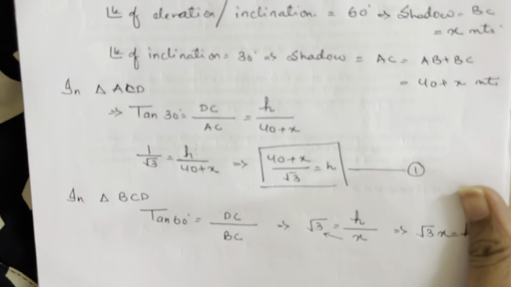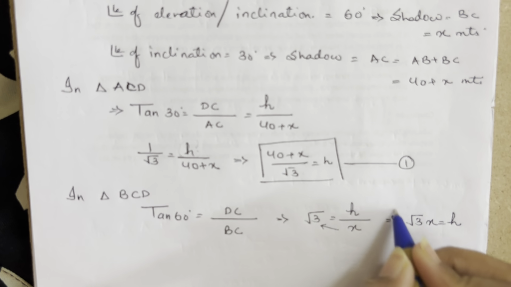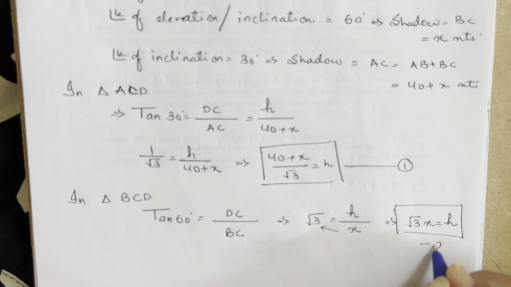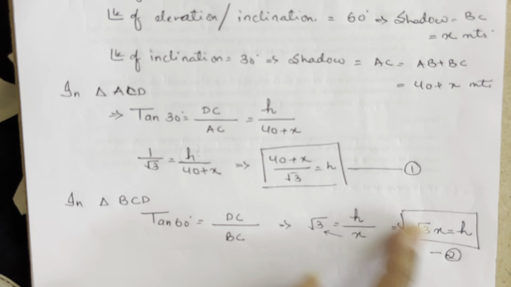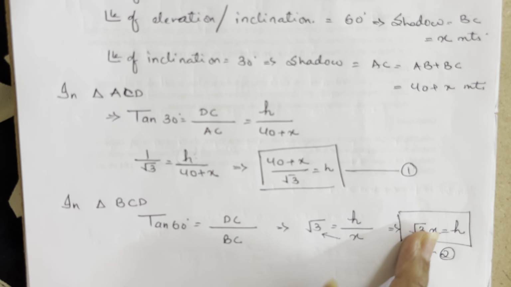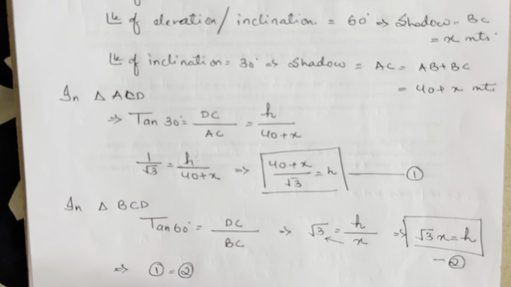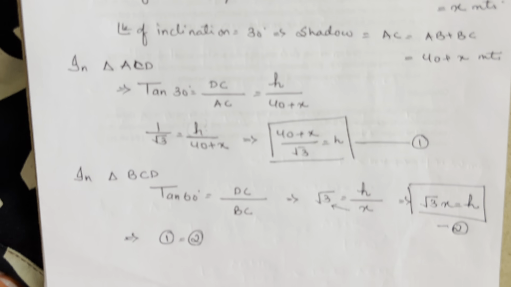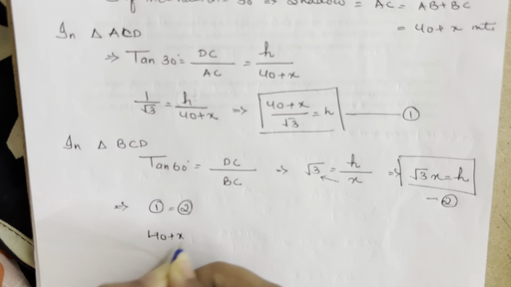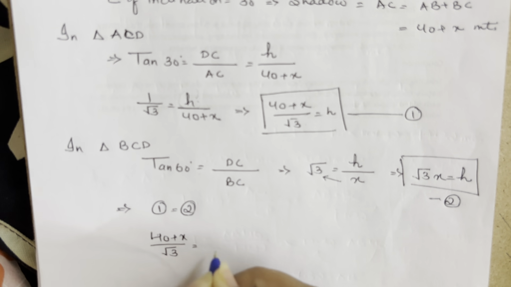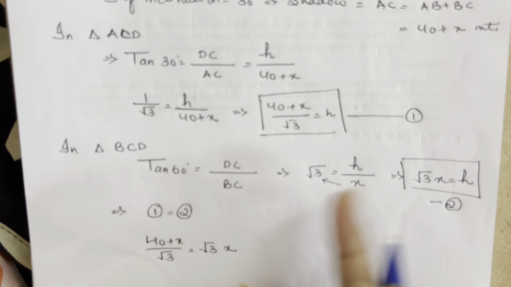Very understandable what's happening in here. Now I get something again in h equal to h. This is my equation 2. This is equal to h, and this is equal to h, so this part will be equal to this one. Equating 1 and 2, 40 plus x upon root 3 is equal to root 3 x, because h is now cancelled.